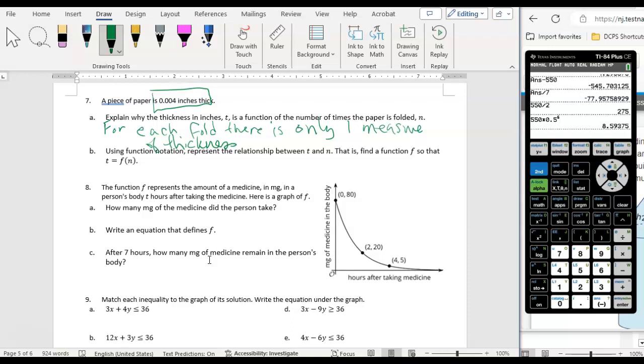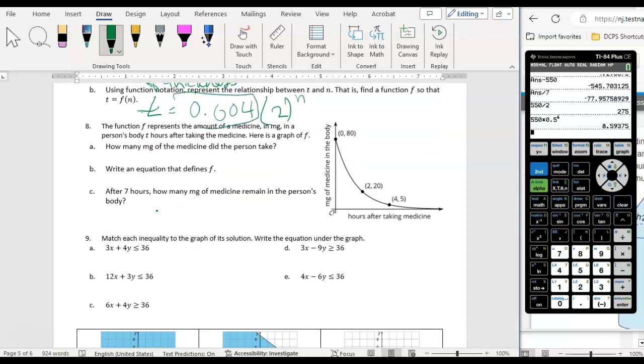It says using function notation, represent the relationship between t and n. That is, find a function f so that t equals f of n. So t is the thickness, okay? So we're going to say t equals, that's our function, and the number of times folded is n. So that'll be what we're starting with. So our starting amount is 0.004. Every time we fold a piece of paper, it doubles in thickness, right? So this would be times 2 for our factor to the power of n. Again, this is our starting amount. This is the factor. It's being multiplied by 2 each time. And this is the number of folds that we are doing.